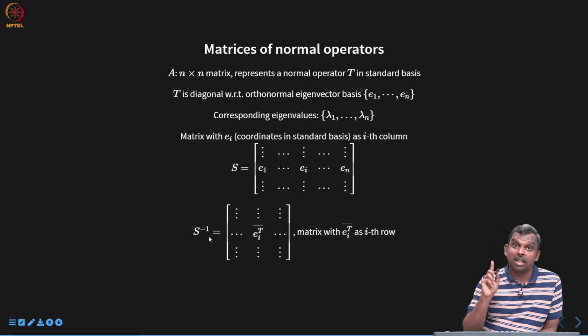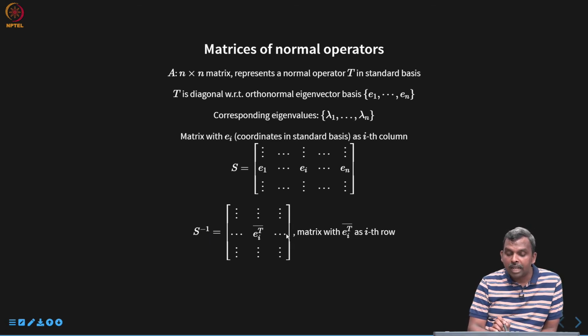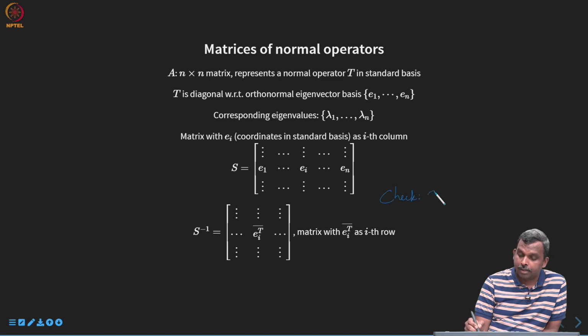But now there is something interesting, because these are orthonormal, I know what the ith row of S inverse will be. The ith row of S inverse will simply be Ei conjugate transpose. You take Ei and then make a row vector out of it by doing conjugate transpose, that will be the ith row of S inverse. You can easily check that S inverse S equals I. It is an exercise, quite easy to check.